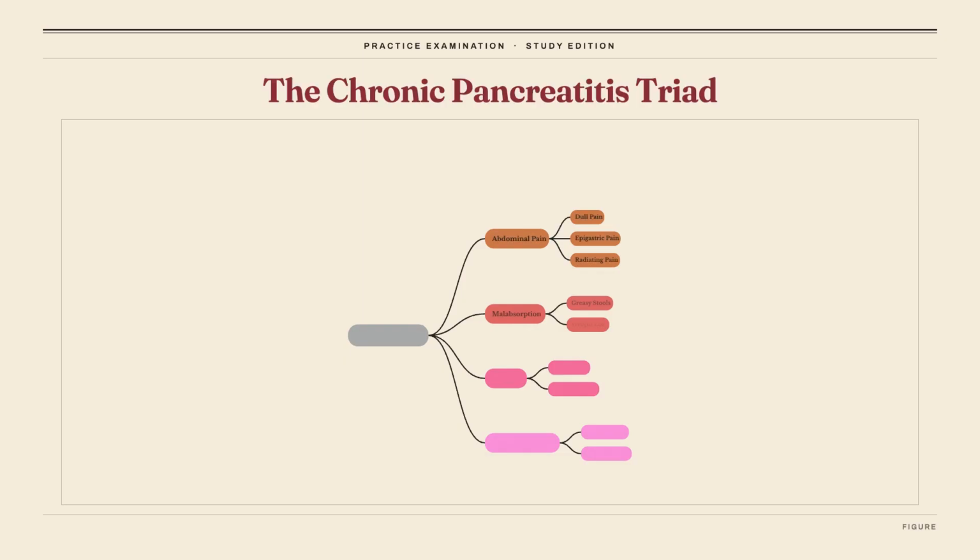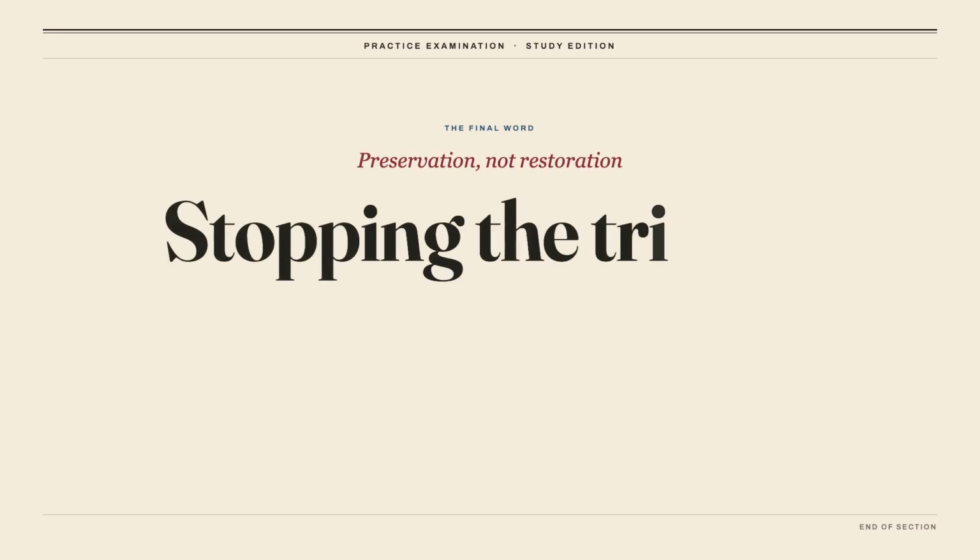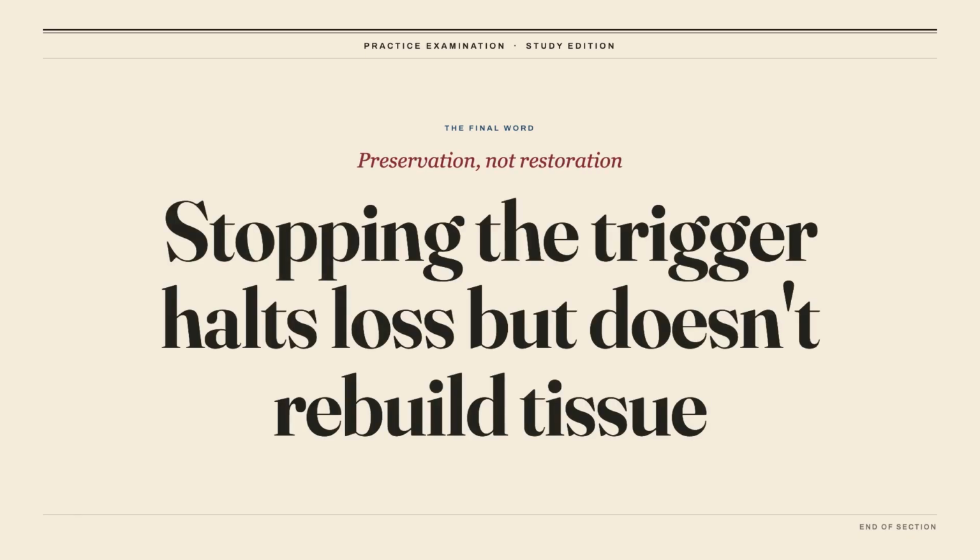The clinical triad is abdominal pain, malabsorption, and diabetes. Oddly, pain can diminish in late burned-out disease, not because the patient is improving, but because there's simply less tissue left to hurt. Stopping alcohol and smoking won't regenerate pancreatic tissue, but they hold further destruction, which in a disease of cumulative loss is an enormous benefit. The goal is preserving what remains, not recovering what's already gone.